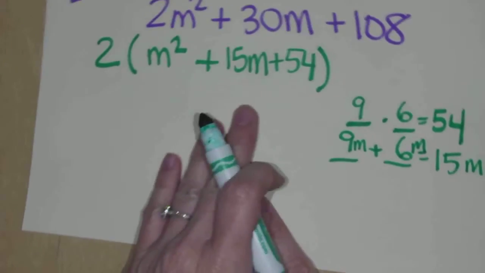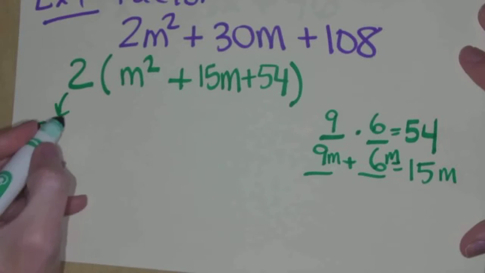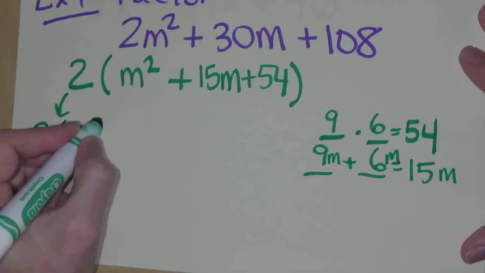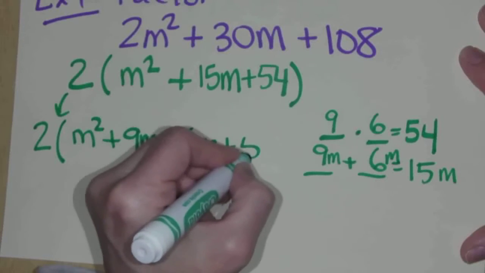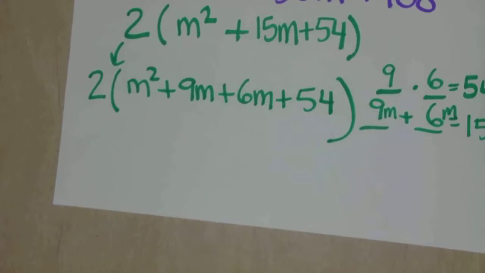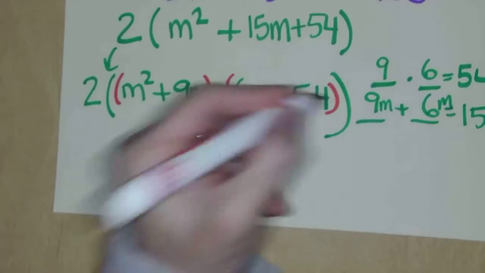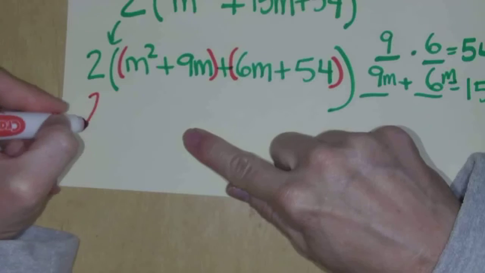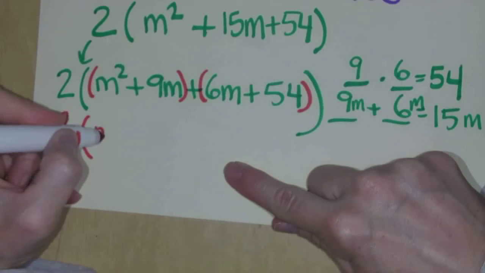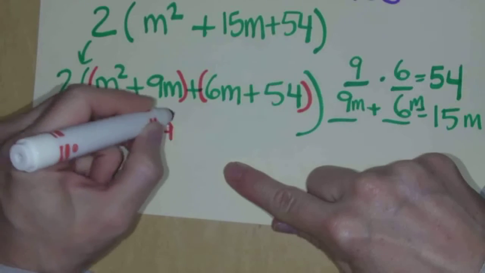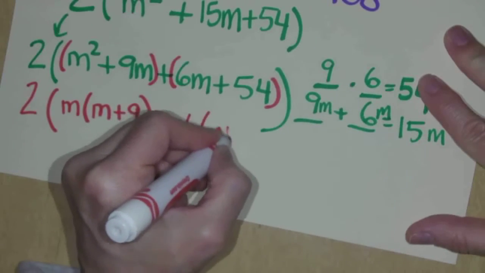So the important thing to remember here when you go to group is just keep sliding that 2 down. So I'm going to bring the 2 down. And now inside here, I'm going to have m squared plus 9m plus 6m plus 54. Now, I'm going to group my first 2 terms together, and I'm going to group these 2. So now I have my 2 out in front. My GCF in here, m squared plus 9m, is just going to be an m, and I'll be left with m plus 9. And here, my GCF is 6, and I'll be left with m plus 9.